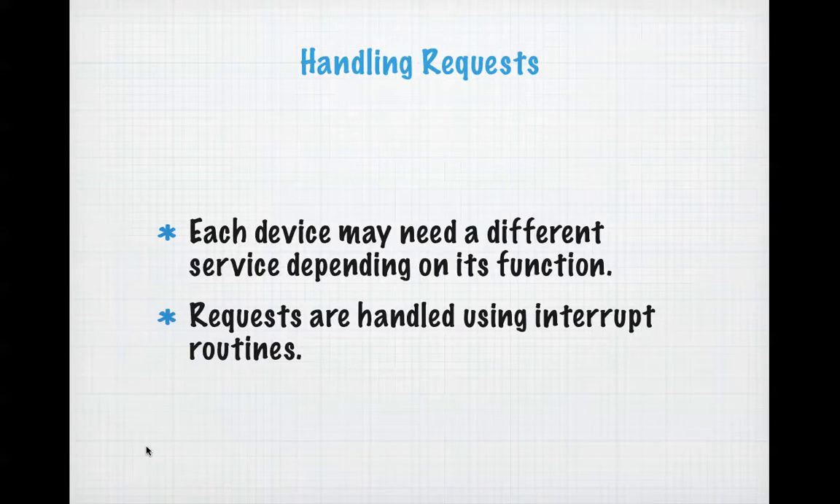Now, it is possible when requests are made that devices need different services. Different devices may require different services. A printer's needs will be different than a keyboard's needs, and that's obvious. So because such a thing exists, we would like to think of these services as computer programs that accomplish whatever the nature of the request or the service that is requested is. So we would generally refer to such services as interrupt routines.